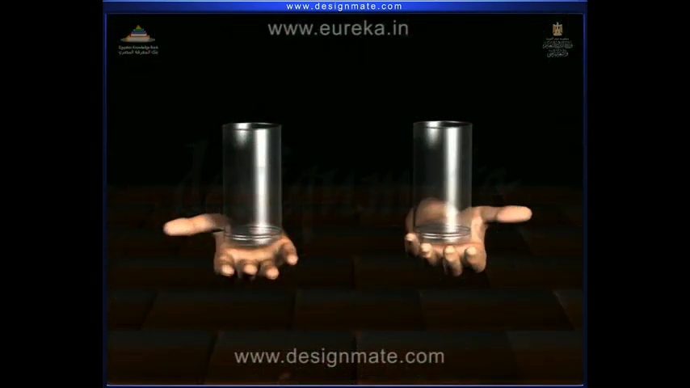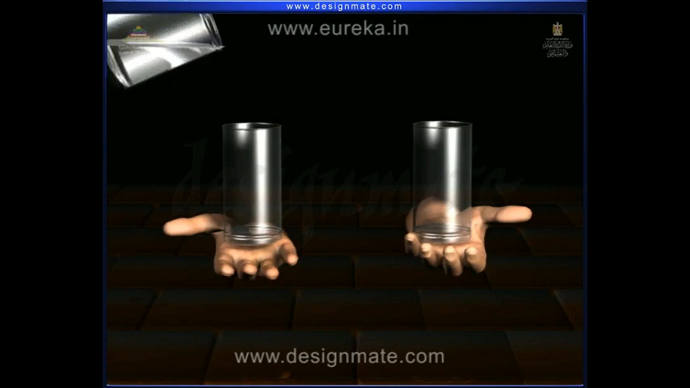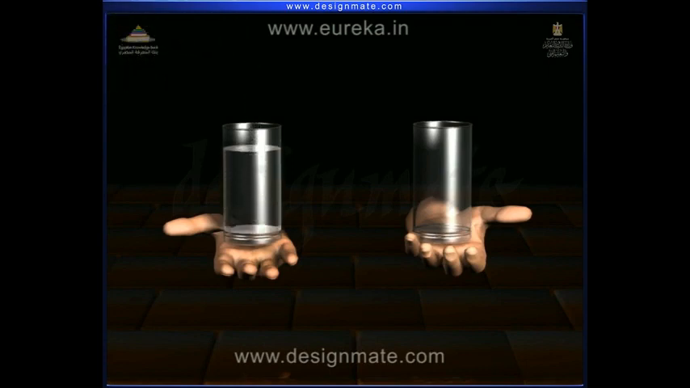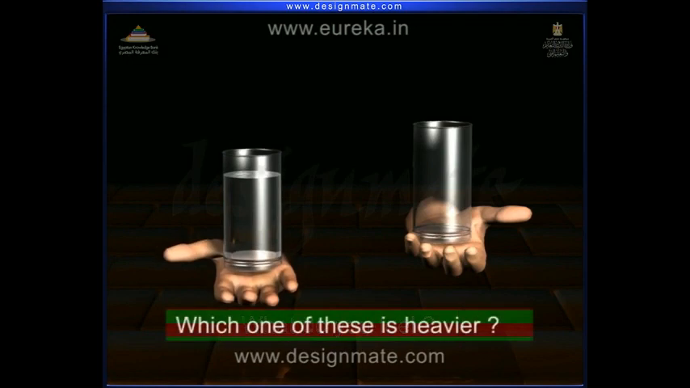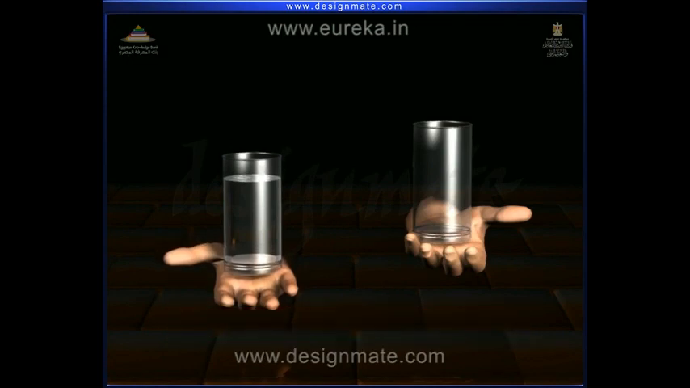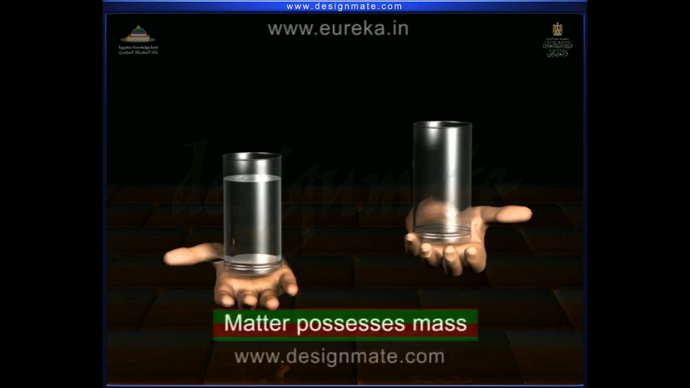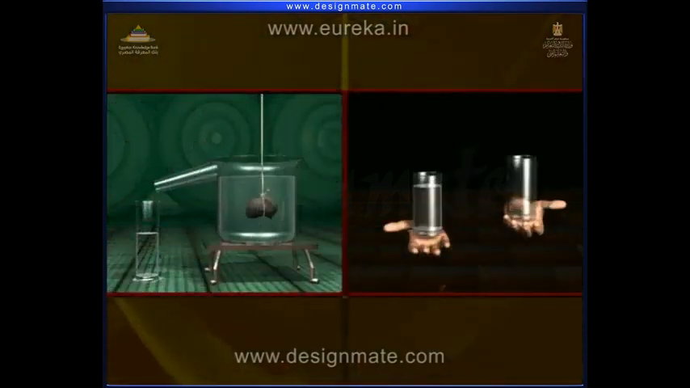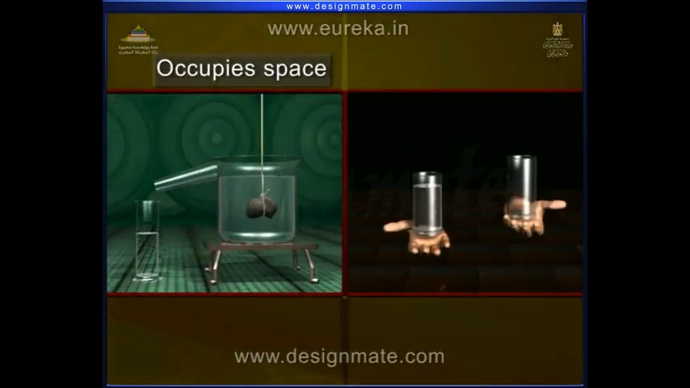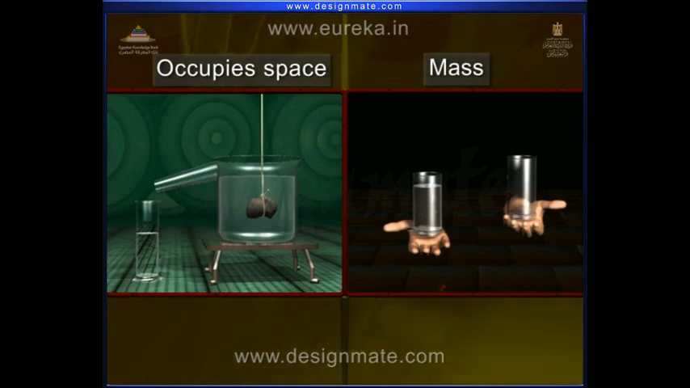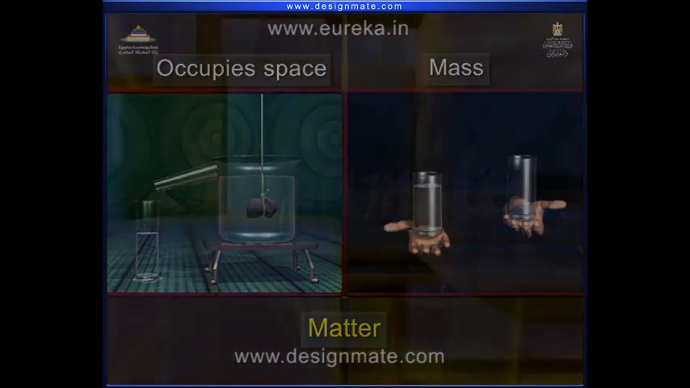Now take 2 water glasses in your hand and fill one of them with water. What do you feel? Which one of these is heavier? Obviously, the glass filled with the water is heavier. Hence, we can say that matter possesses mass. Thus, we can say that anything that occupies space and has mass is called matter.